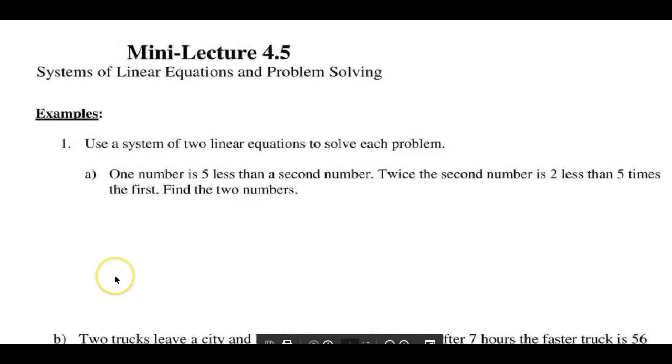Now in this section, we're going to go over word problems, but we're going to be able to use two sets of equations to solve them, and then using the techniques we had in previous sections. So as we do a word problem, write out or read the problem carefully a number of times, and then write your equations.